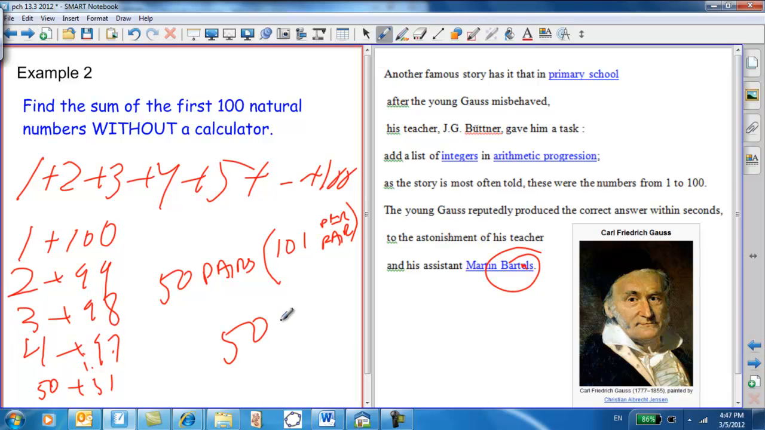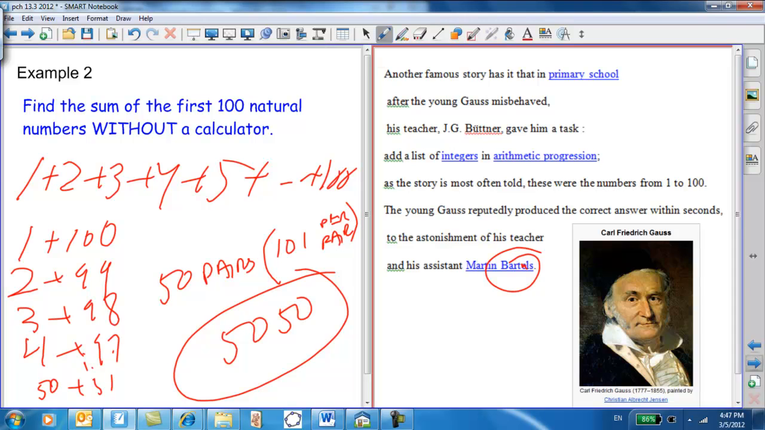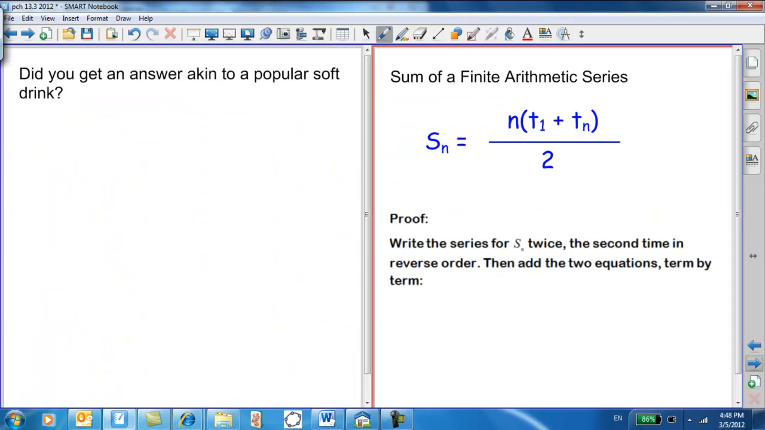And so you get 5,050 or 50-50. That's the popular soft drink I was talking about over here. Now, we're also going to come up with a formula for this, so you don't have to look at this clever trick every time, but this trick is part of the proof of this.